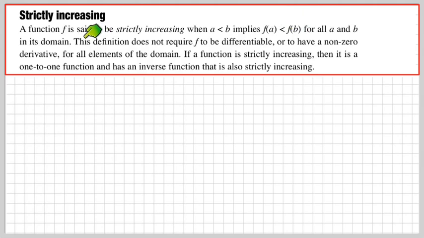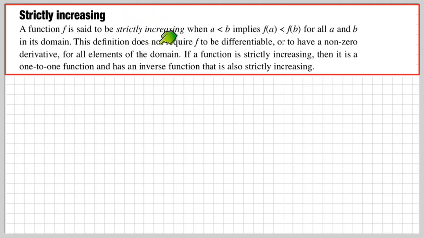I think it does. So this definition does not require f to be differentiable. So it can have a kink or a cusp in it, or to have a non-zero derivative. Now that's interesting. In other words, you can have zero derivative. Now that's a bit crazy, isn't it? For all elements in the domain. So I'll just read that again. This definition of strictly increasing, it doesn't just necessarily mean increasing, it's strictly increasing by definition.